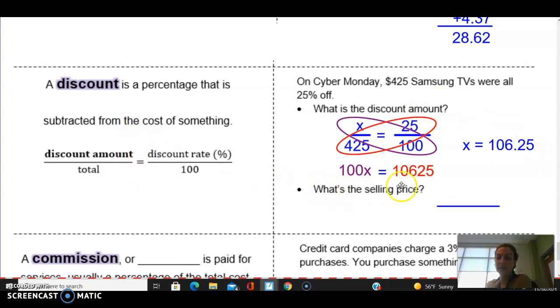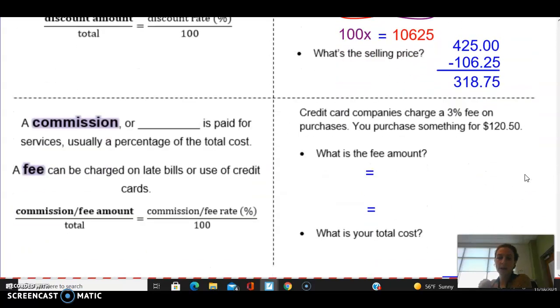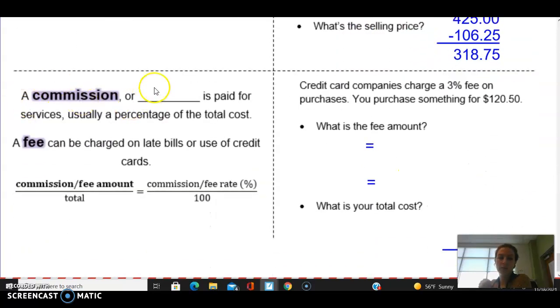To find the selling price, we would have to subtract that amount from the original cost of the TV. Again, some zero placeholders here so we can do the subtraction. Our TV would cost $318.75.